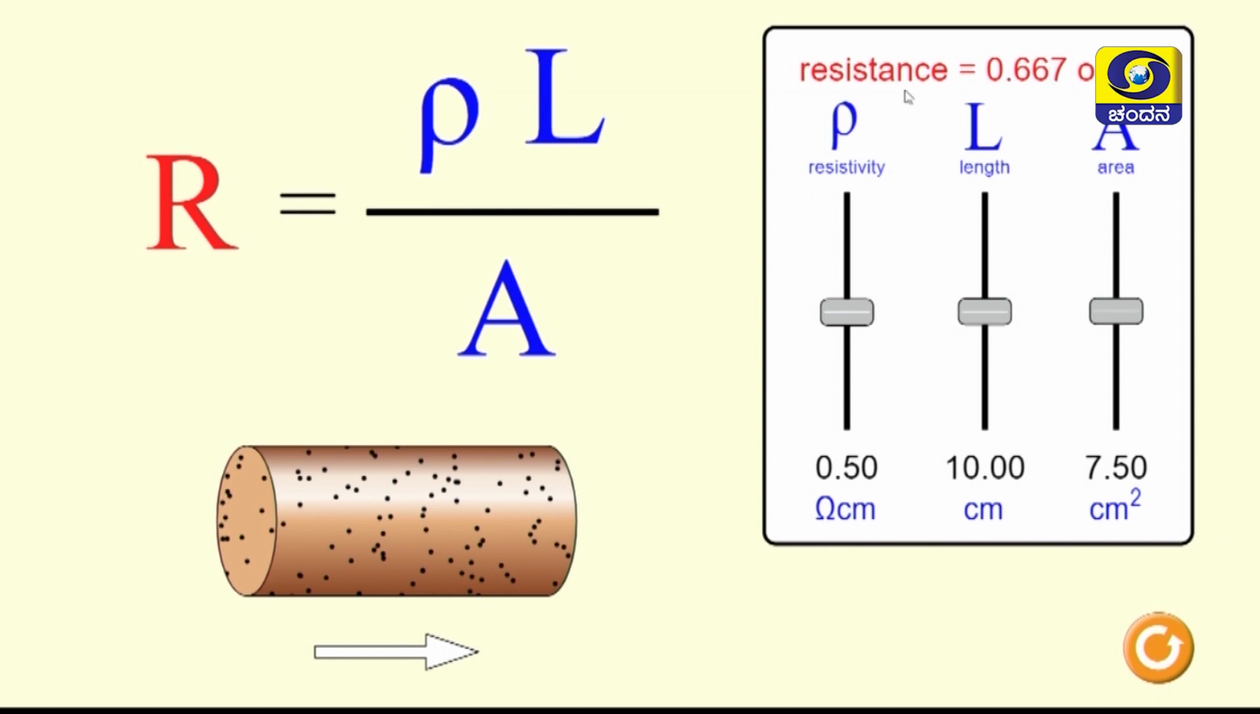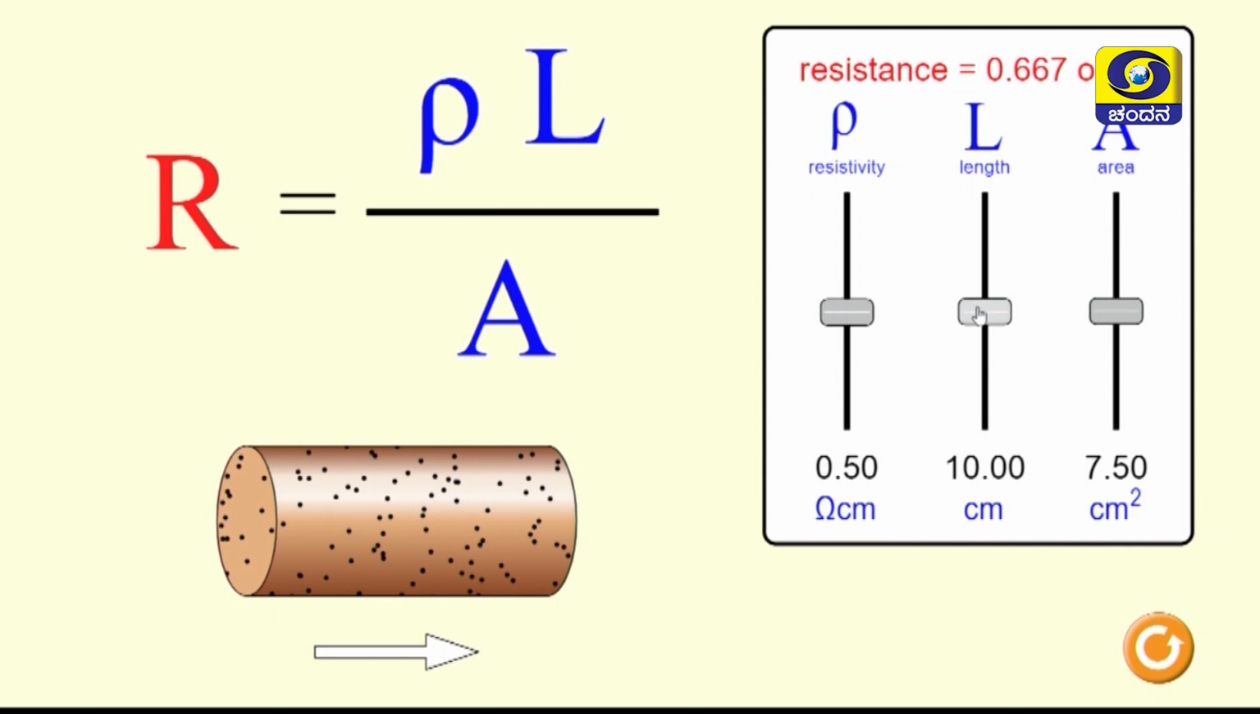So now when we vary the length, my question is, what will happen to the resistance of the conducting wire, whether it will increase or decrease? What do you think, children? Yes, I think you have thought it correctly. Now we need to verify it by varying the length of the conductor.